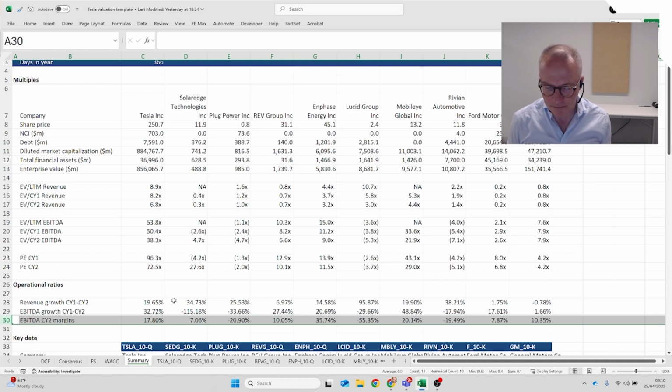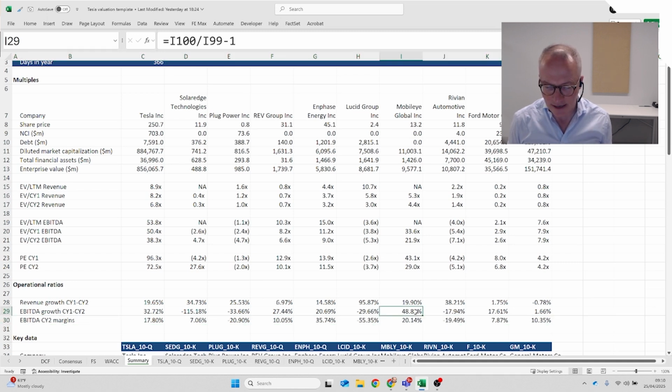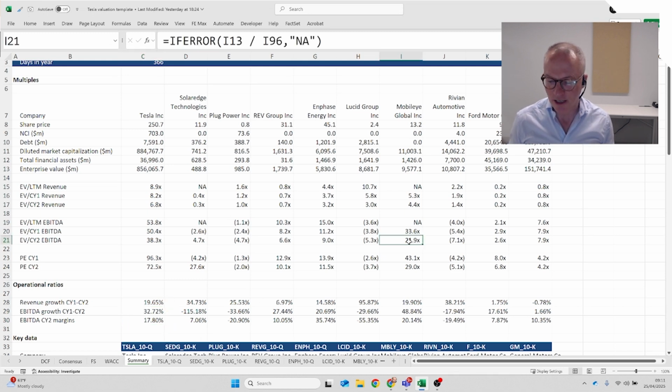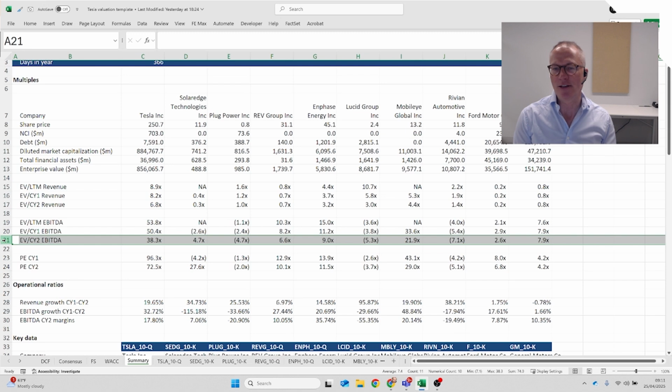And you can see in this comp set, Mobileye at 48% growth between CY1, or 25 and 26, and margins of 20% are better than Tesla's growth rate of 32% and about 17% margins. So on this basis, it looks like Mobileye is either undervalued because it's only trading at about 21 times EBITDA, or Tesla is overvalued. And I think given the multiples in all these companies in the sector are significantly lower than Tesla, number one.